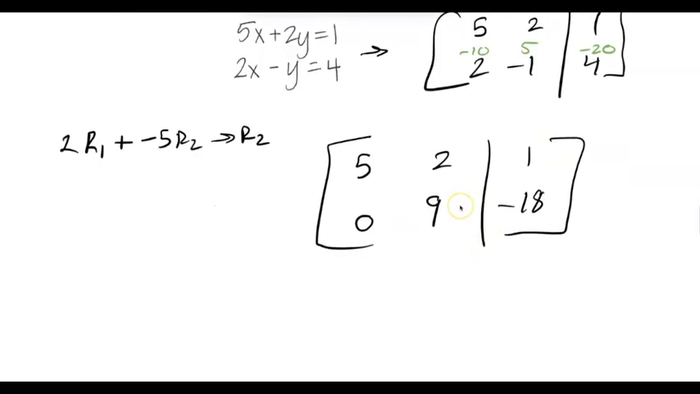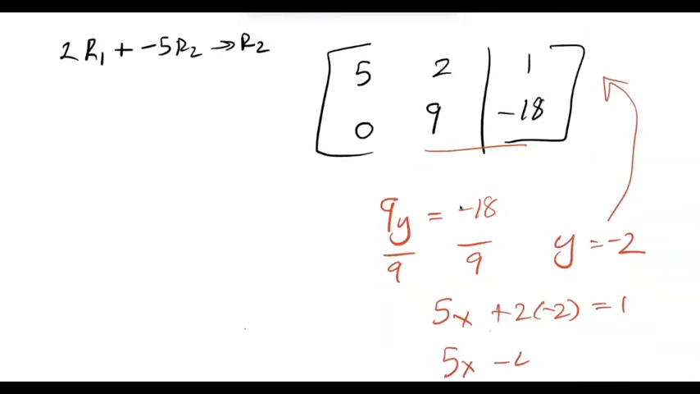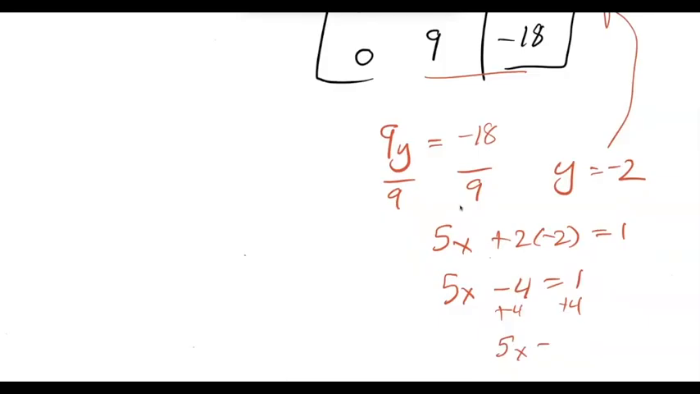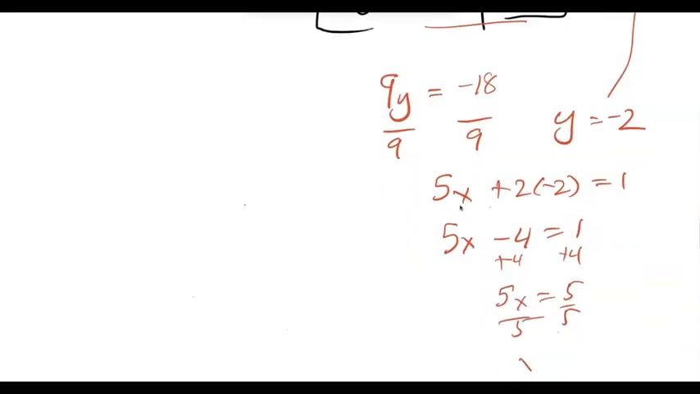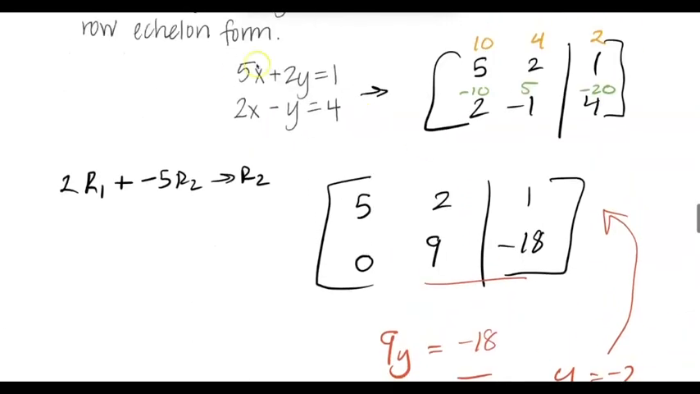But once you get down here, I generally just solve it. Okay, I know this is 9y equals -18. Divide by 9, divide by 9. Y equals -2. And then you plug that back into the top row. You get 5x plus 2 times -2 equals 1. 5x minus 4 equals 1. Plus 4, plus 4. 5x equals 5. Divide by 5. X equals 1. We have the point 1 and -2 as our answer. That's how we could use row echelon forms to help solve a system of equations.